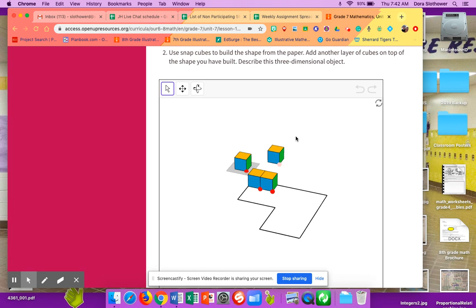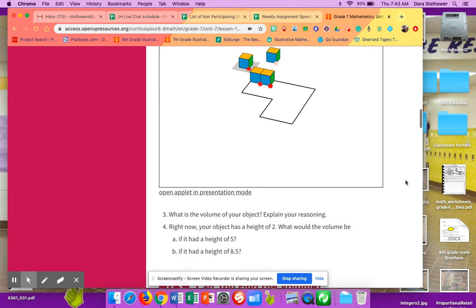So it says, add another layer of cubes on top of the shape you have built. Describe this three-dimensional object. Well, the three-dimensional object then would just be a prism with an L shape. It's a prism because all of the sides are rectangles. All right, so then let's go down to 3.